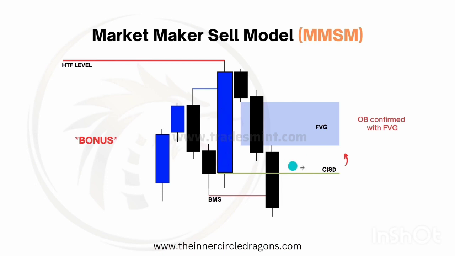This order block and the change in state of delivery is confirmed with the presence of the fair value gap inside of the expansion leg that traveled through the opening price of this order block. The algorithm will then reprice lower to attack sell side liquidity or to rebalance an inefficiency below the market.